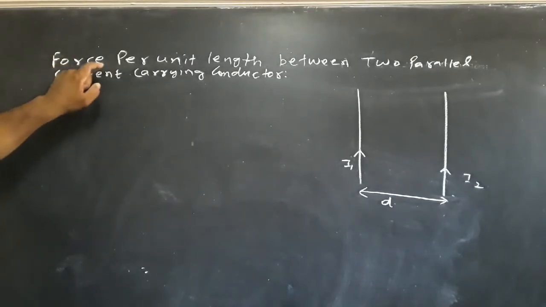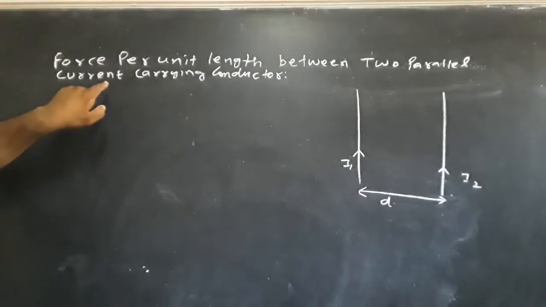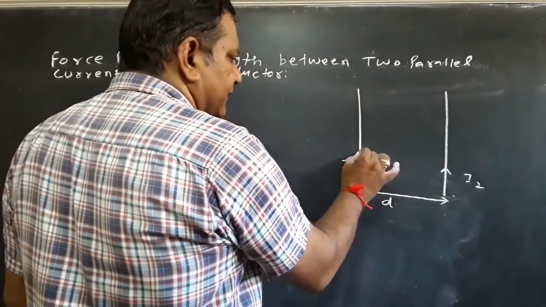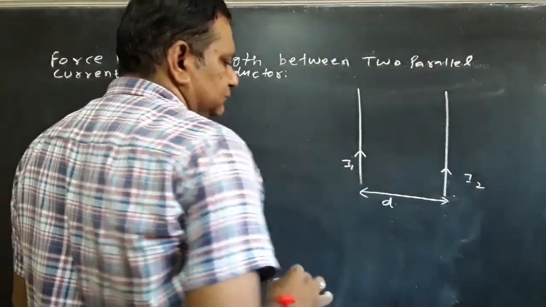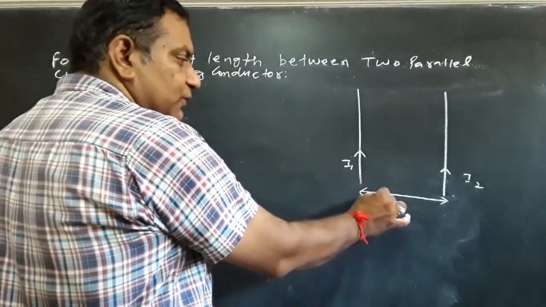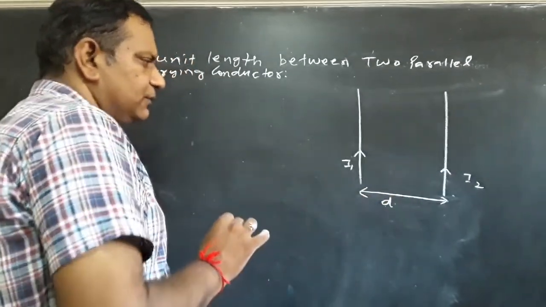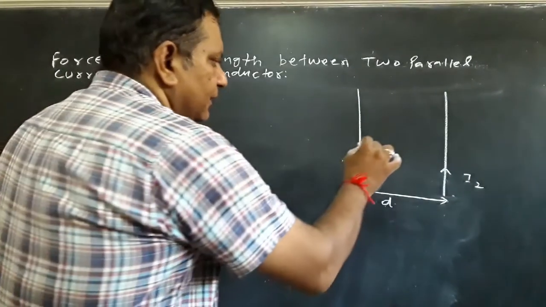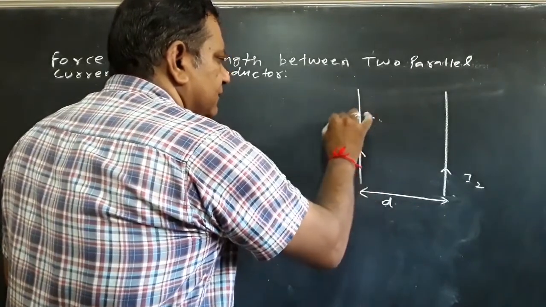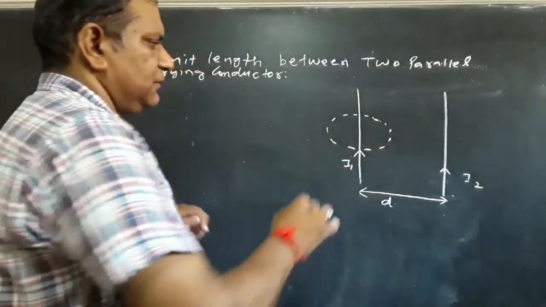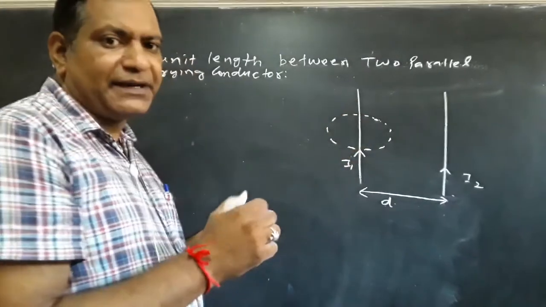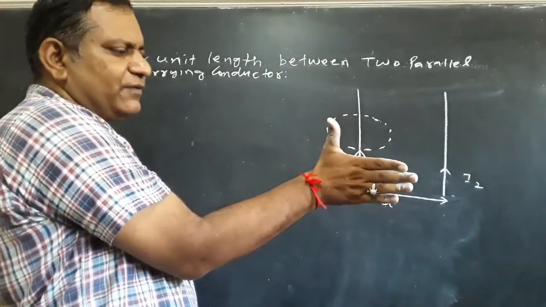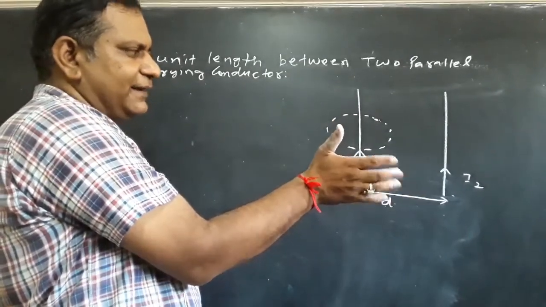In the magnetic effects of current, we have the topic: force per unit length between two parallel current carrying conductors. Let us consider two conductors carrying currents I1 and I2. Let the separation between the two conductors be D. Now, if the current I1 is passing in the first conductor, then a magnetic field will be produced. This is B1, and the direction of the magnetic field is given by using the right hand thumb rule. If the current is upward, then the magnetic field will be like this.